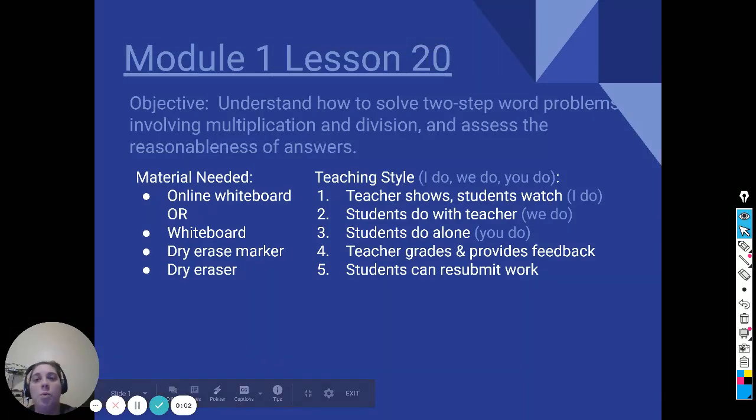Today we're doing Module 1, Lesson 20. The objective of today's lesson is to understand how to solve two-step word problems involving multiplication and division and assess the reasonableness of answers. The materials needed for today are your online whiteboard or your whiteboard, dry erase marker, and dry eraser from home. The teaching style we're going to continue to follow is the I do it, we do it together, and then you do it on your own.